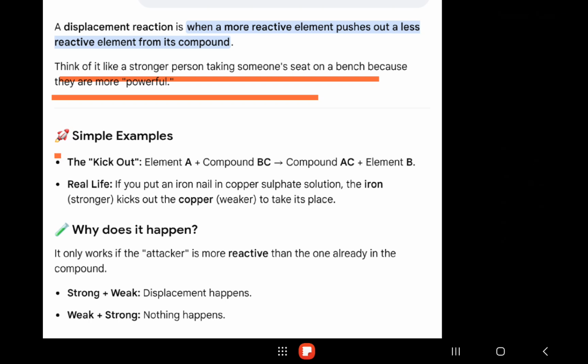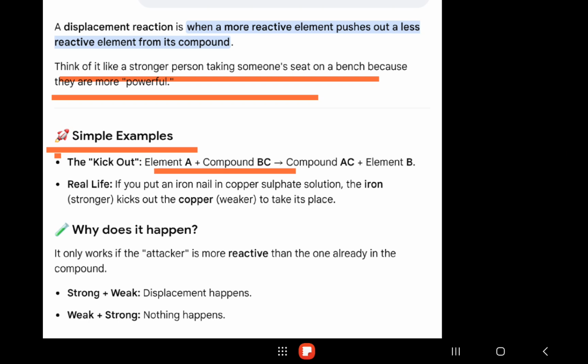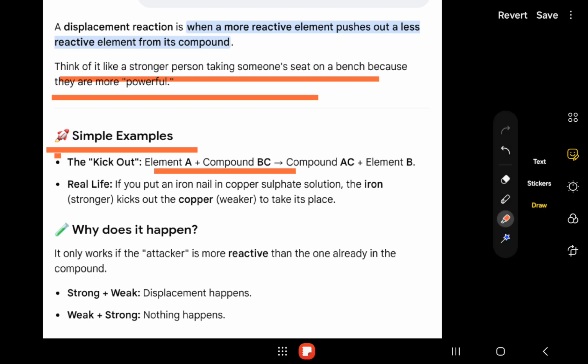See the simple example they gave. Element A plus compound BC gives compound AC plus element B. So friends, remember this equation and relate it with those questions. Displacement reaction questions. Element A plus compound BC gives compound AC plus element B.